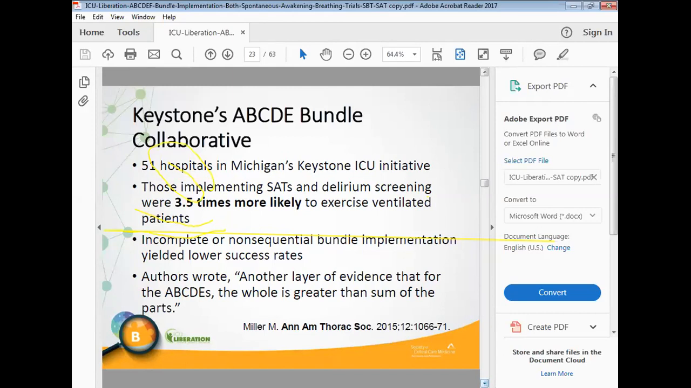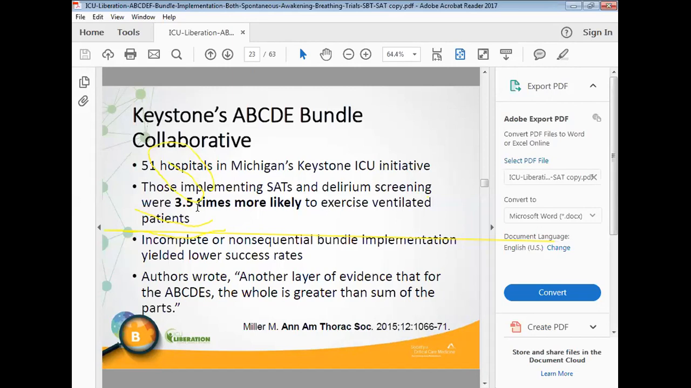Fewer done outside. So I think we should be proud of having this big project done in Saudi Arabia, 78 ICUs. But we need all these ICUs to strongly contribute data. So here they have 51 ICU hospitals in Michigan, it's called the Keystone ICU Initiative. They implemented SAT and delirium screening, and that led to what result? When they stopped sedation, when they did weaning, it resulted in patients being 3.5 times more likely to be mobilized.